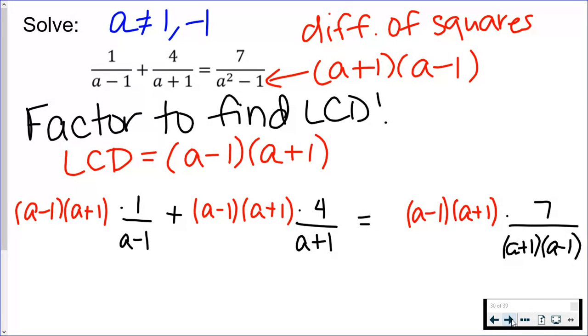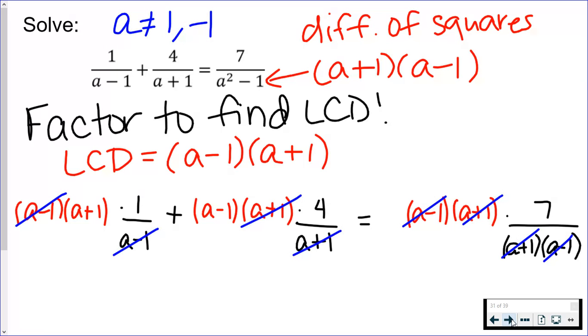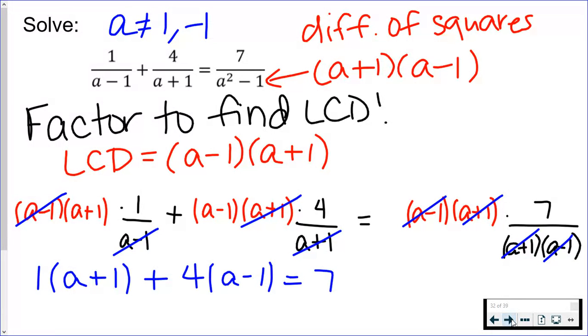And doing this, my denominators are going to cancel because there's a matching factor in each numerator. So I've gone ahead and I've crossed out everything that would cancel in each term. So the first term, I'd be left with an a plus 1 and a 1. The second term, I would be left with an a minus 1 and a 4. And the term after the equal sign, all I have left is 7. Everything else is gone. So this just becomes algebra 1, where you are solving for a in this case.